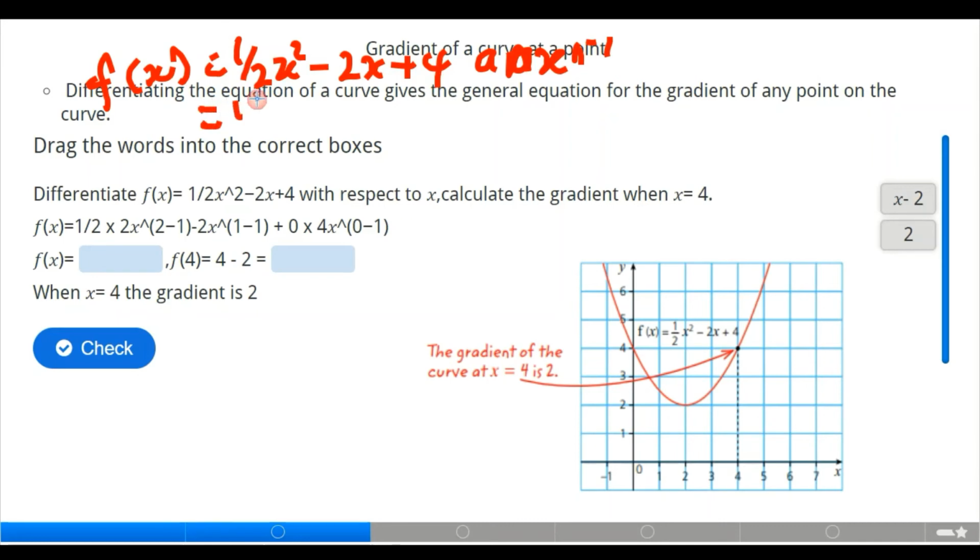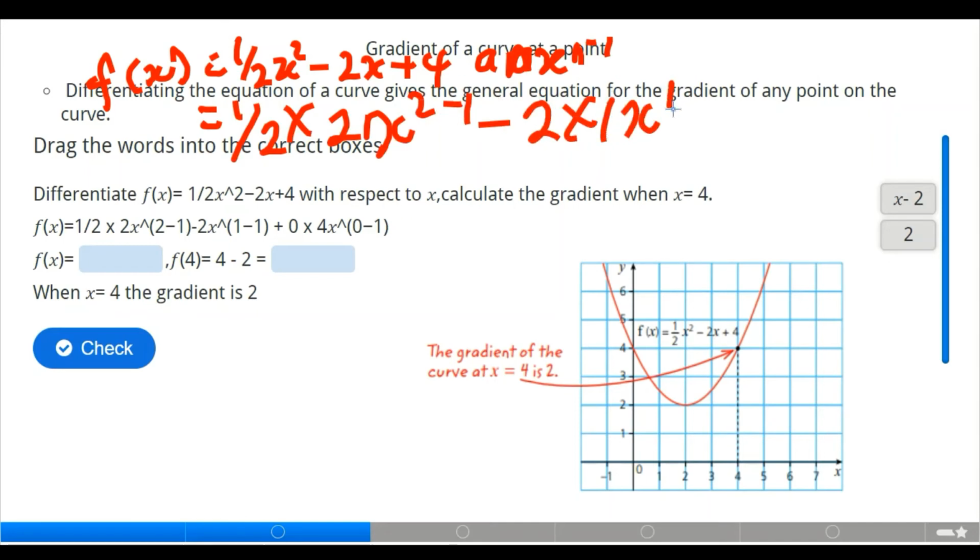Okay, so we are going to have 1 over 2 multiplied by n, which is 2, x raised to power 2 minus 1, minus 2 multiplied by 1, since n here is 1, x raised to 1 minus 1, plus 0. Differentiation of the constant will give 0. So the 2 cancels 2, and 2 minus 1 gives 1, so we have x. Then x raised to power 1 minus 1, that is x raised to power 0, gives 1, so 2 times 1 gives 2. So the new function after differentiating the first time is now x minus 2.